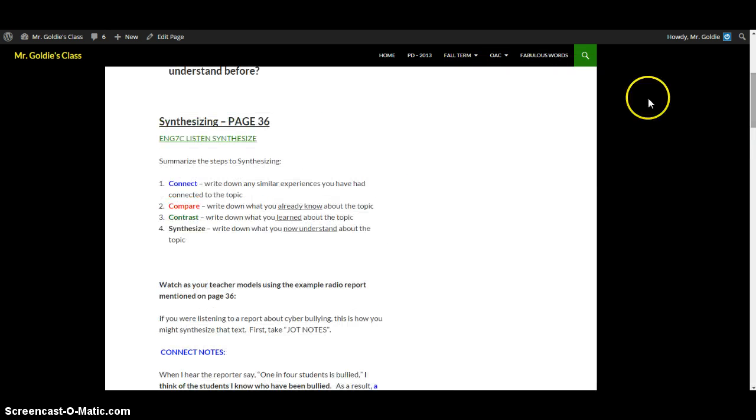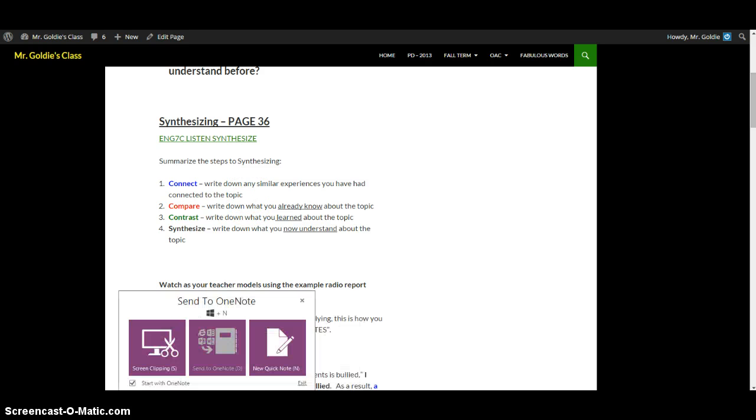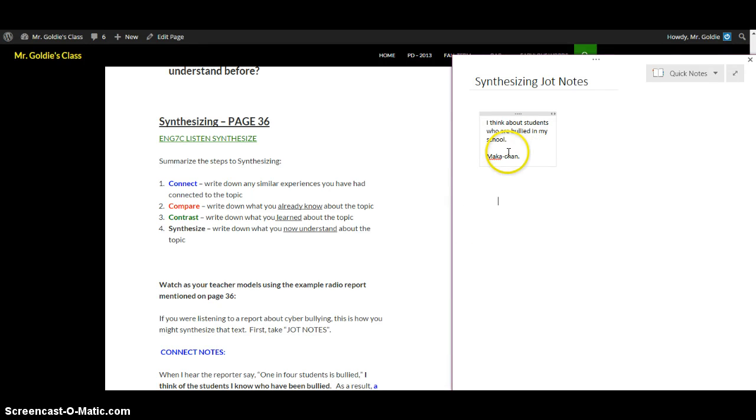So look up here. We write down any similar experiences we've had and connected to the topic. Well, I think about students in my school who are being bullied, and I know this guy named Mako-chan came to our school right here. Okay, so I make these little jot notes at the side.